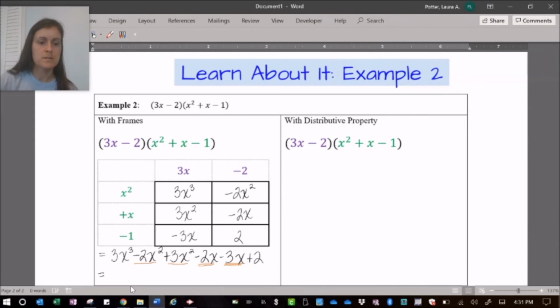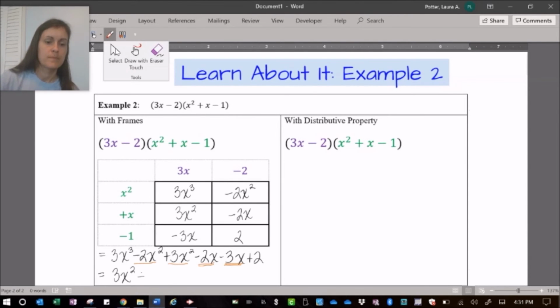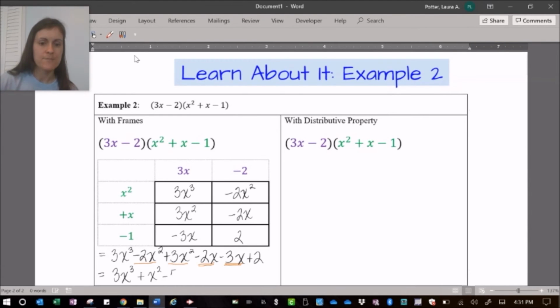My final product is, it's not 3x squared, it's 3x to the third, plus 1x squared, but I'll just write x squared, minus 5x plus 2.